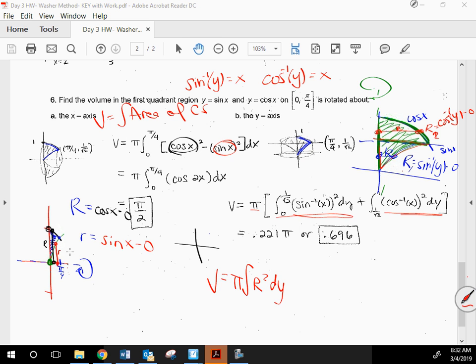Make sure you distribute, you multiply pi by both of these. I'll probably write pi next to each of them, just so I wouldn't lose it. Questions with that one with the y-axis?